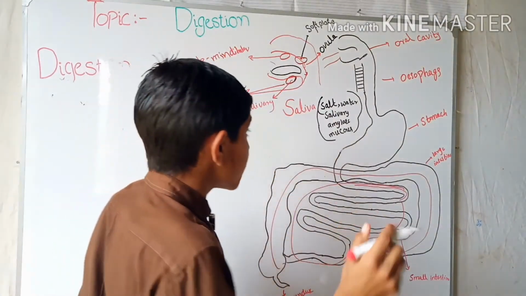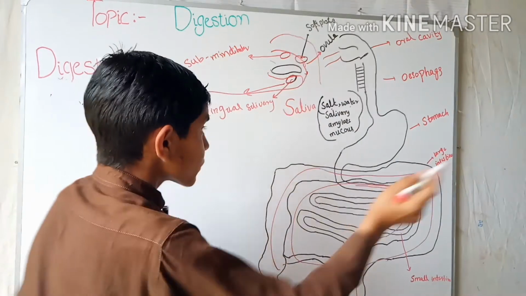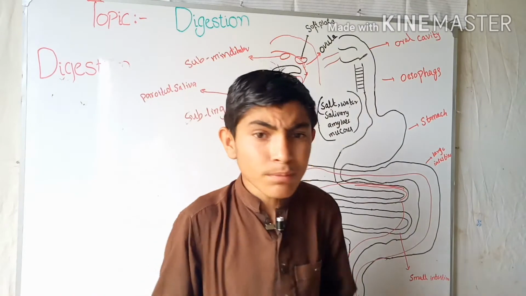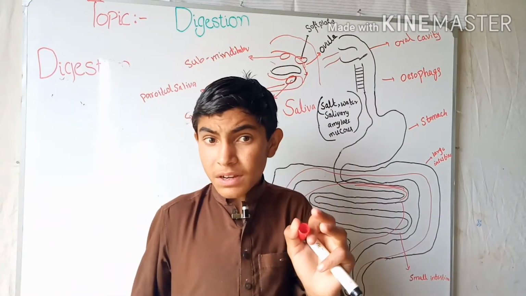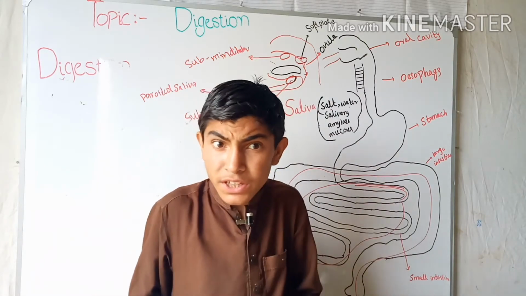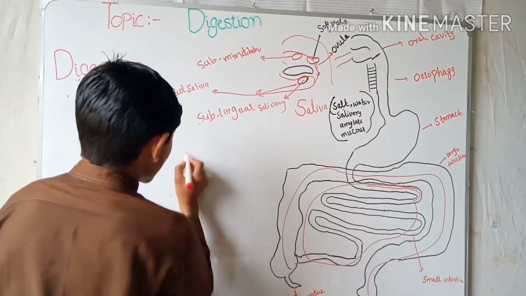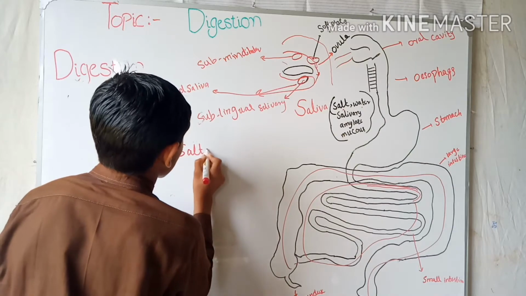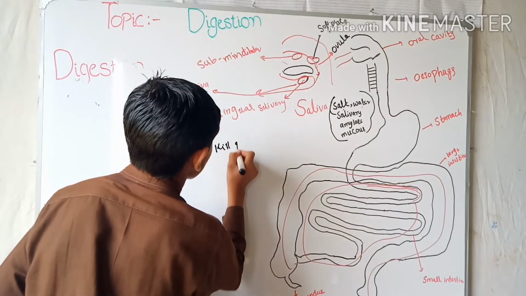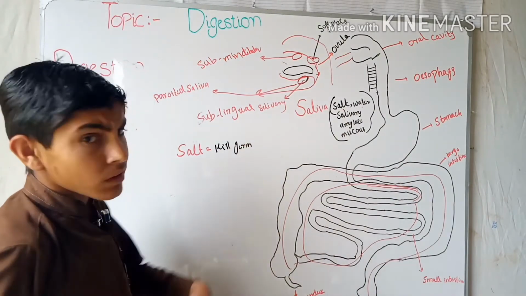Saliva is a combination of salt, water, salivary amylase, and mucus. So what is the function of salt? Salt provides an alkaline medium, so it works as a killer, like we put salt on something to kill microorganisms. So the salt works to kill germs. Second, the water is lubricating.